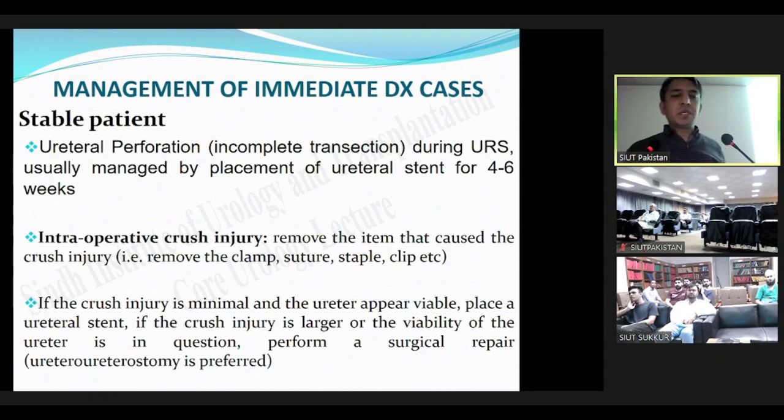For intraoperative crush injury, remove the item that caused the crush injury. If the crush injury is minimal and the ureter appears viable, place a ureteral stent. If the crush injury is larger or the viability of the ureter is in question, perform a surgical repair like ureteroureterostomy, or we can say a simple end-to-end anastomosis.